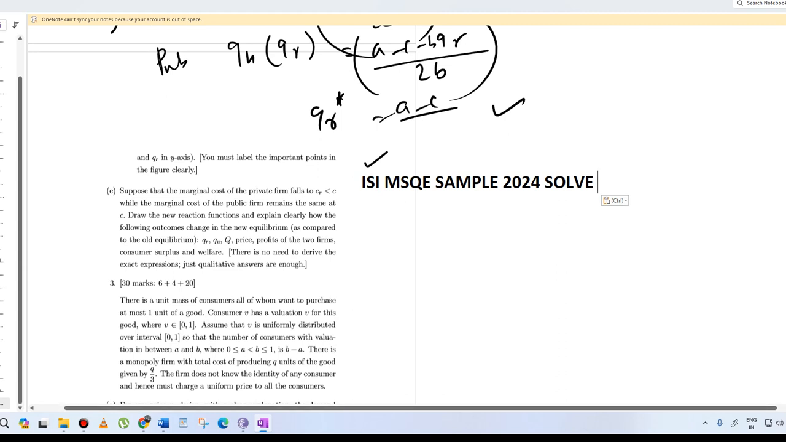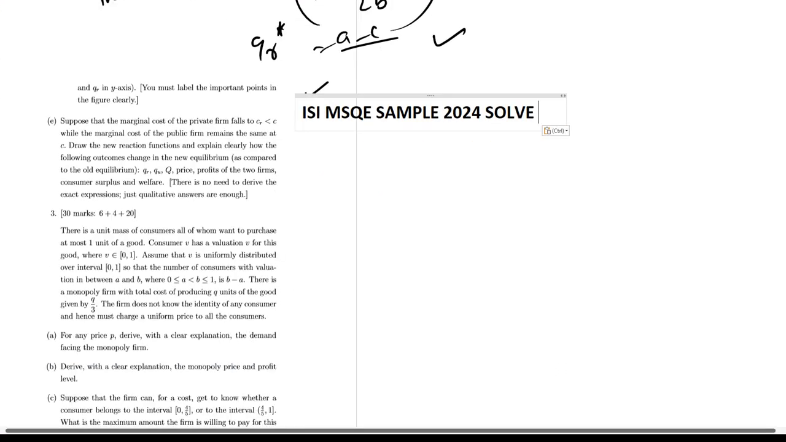Hello dear students, let's solve the ISI MSQE 2024 sample paper, Subjective 1. So there's a 20 marks, 30 marks question.